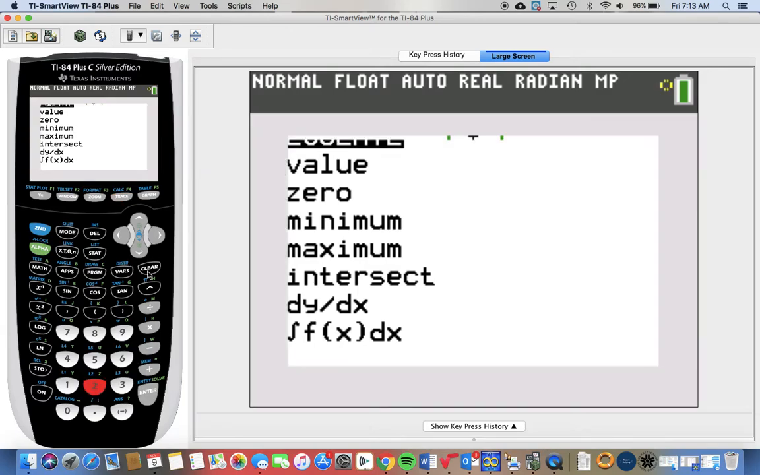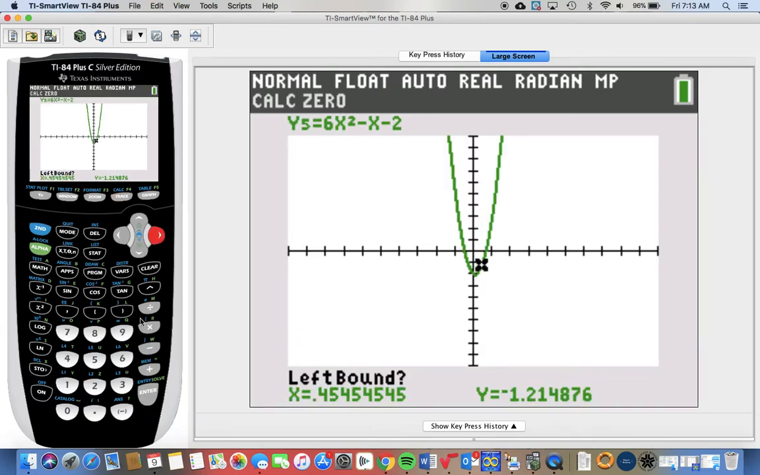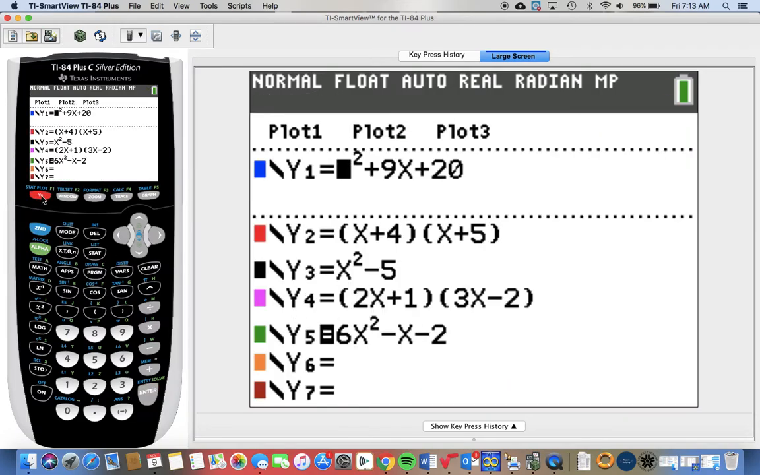But if we trace, we're going to calculate a zero. We'll set our left bound, set a right bound, and then we'll guess at this first zero. It's going to tell us that the zero is at 0.66667, 0. In other words, 2/3, 0. In which case, you could go ahead and use graphing to approximate it if you are familiar with fractions and their decimal approximations. And then obviously for this one, this would be the -1/2 that we saw from factored form. But again, that's going to work if it's fractional.